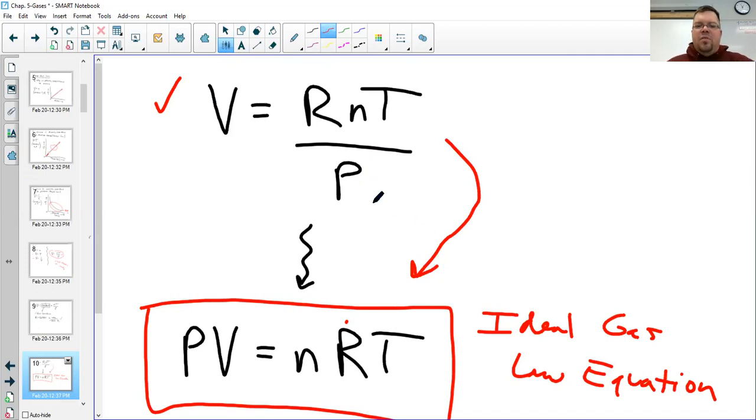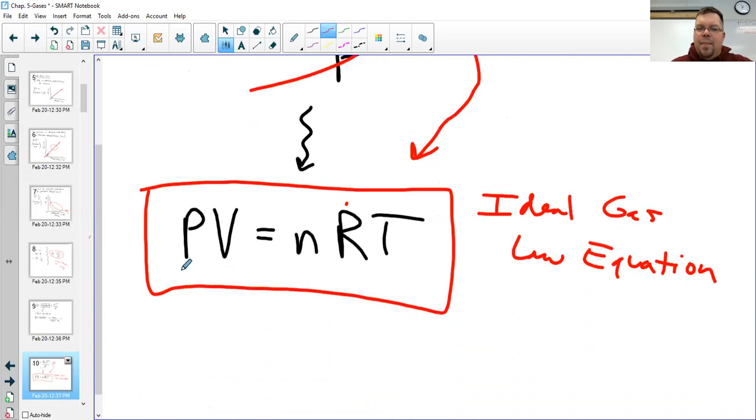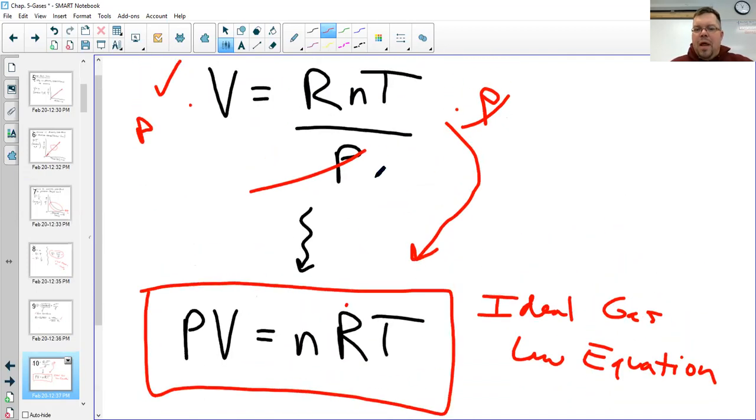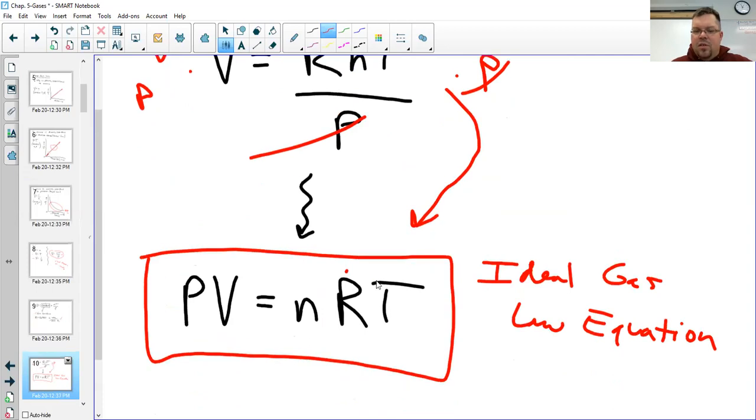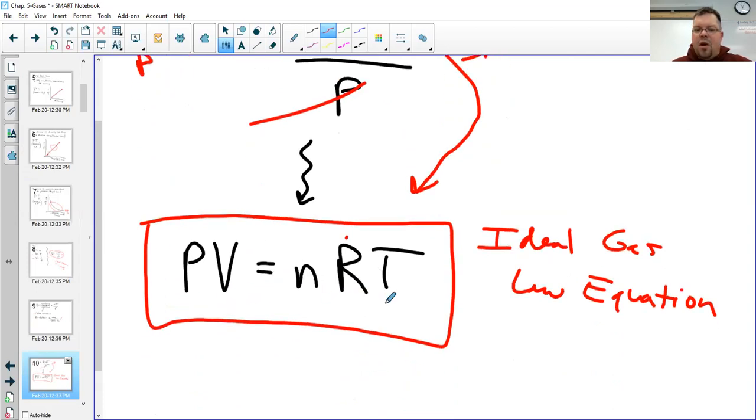So all they do is multiply both sides by the pressure to get rid of pressure in the denominator and put pressure in the numerator on this side. Rearrange the R's and the N's and T's a little bit, and we have PV equals nRT. Sometimes it's called the "Puvnert" equation. Kind of a dumb way of saying it, but it works. So the Puvnert equation is the ideal gas law equation.